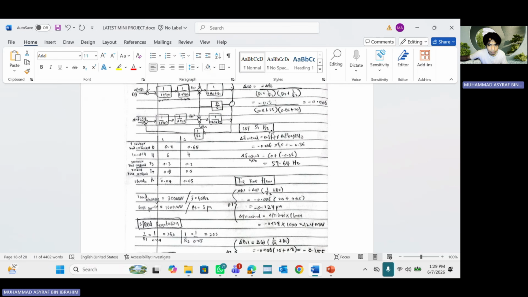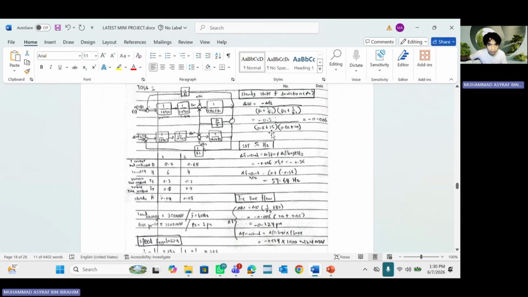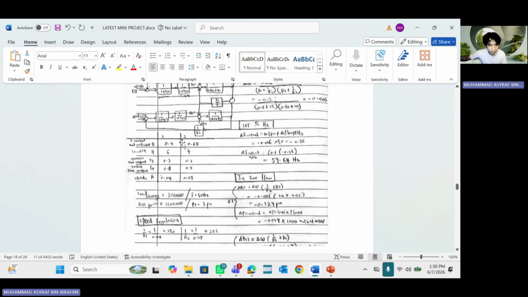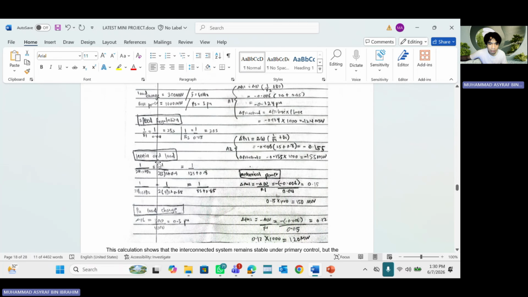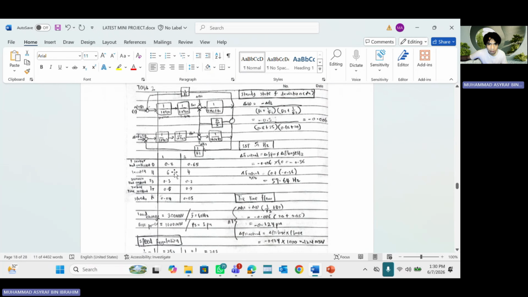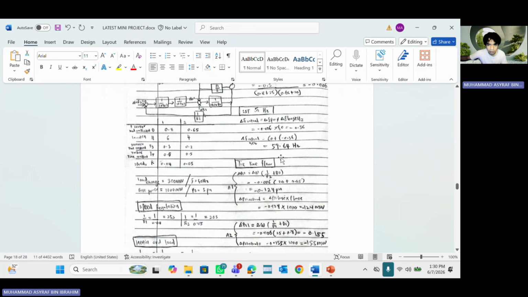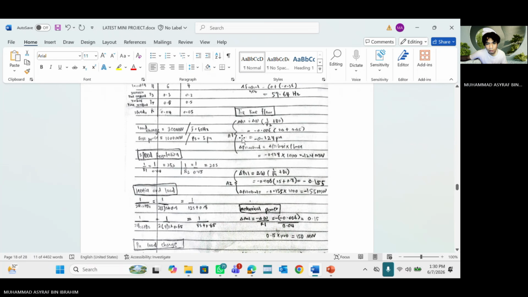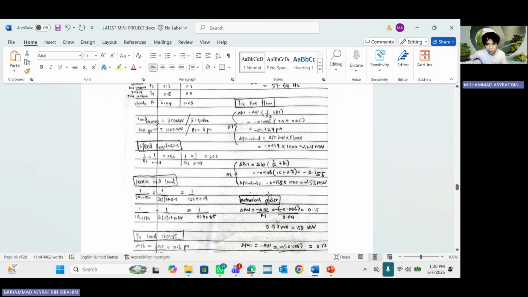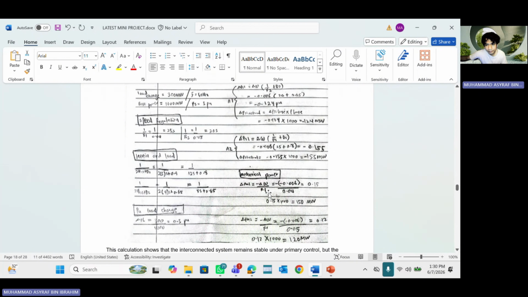So this is the calculation. First, we draw the circuit to our understanding, and then we calculate the speed regulation, inertia and load, PU load change, steady state frequency deviation, steady state frequency of actual value, which bring us to 59.64 Hz, the tie line flow, and then the mechanical power deviation change.